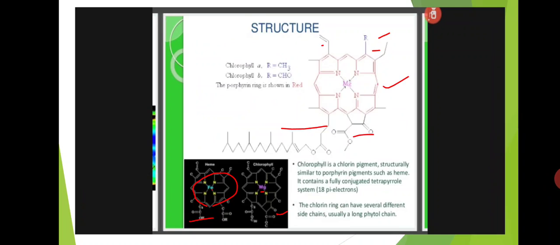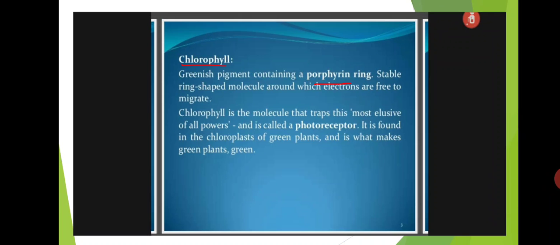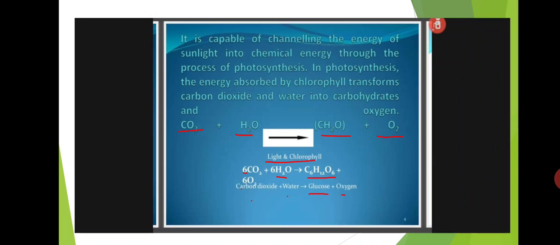Once again, we will discuss briefly. First, what is chlorophyll? Chlorophyll is a greenish pigment containing a porphyrin ring, a stable ring-shaped molecule around which electrons are free to migrate. Chlorophyll is a molecule that traps this most elusive of all powers and is called a photoreceptor. It is found in the chloroplast of green plants and is what makes green plants green. And this chlorophyll is capable of channeling the energy of sunlight into chemical energy through the process of photosynthesis.